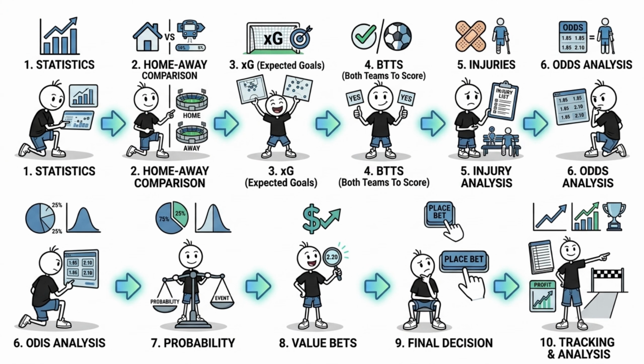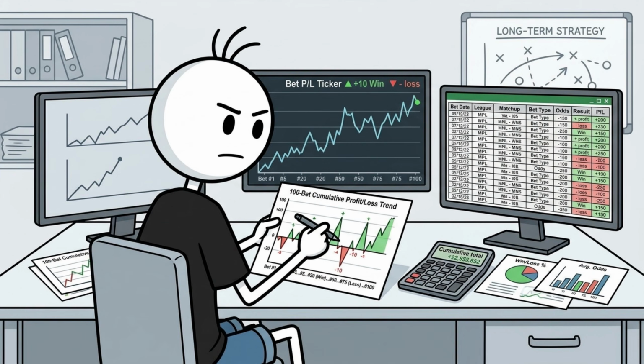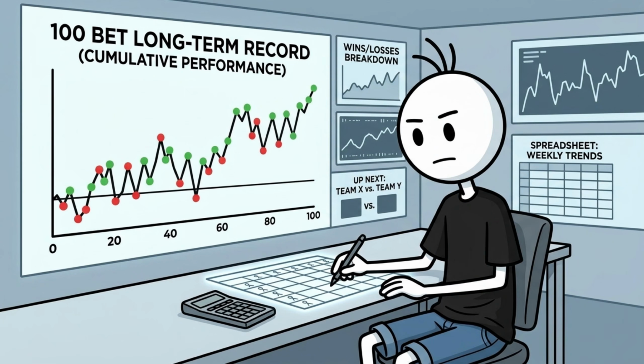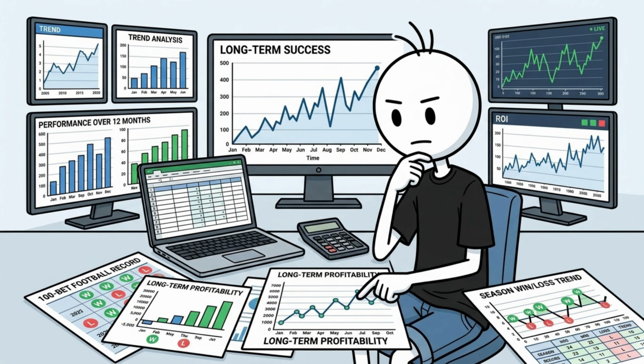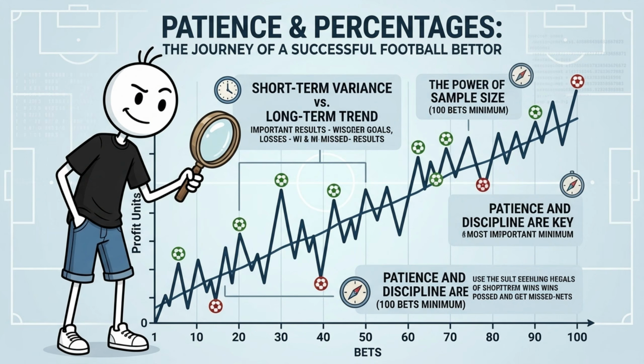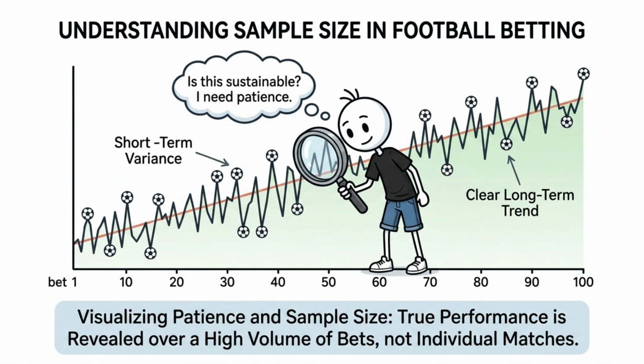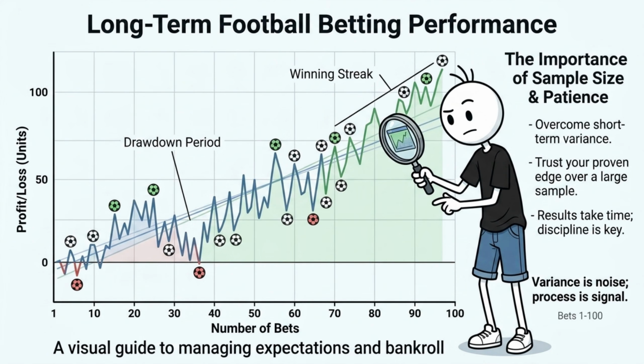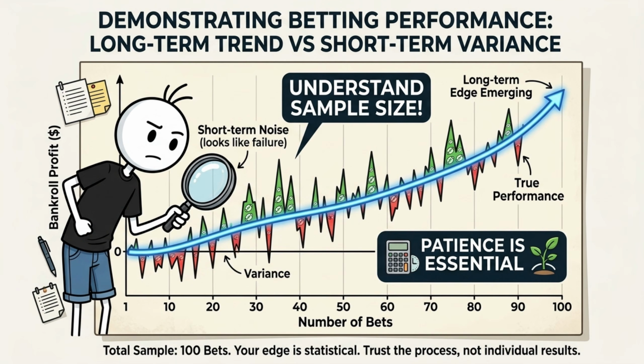And finally, track everything. And here's how you find out whether your strategy actually works. Don't judge it after 5 bets, 10 bets, or even 20. Track at least 100 bets. Record the match, the odds, your estimated probability, your stake, the result, and the closing odds. Then analyze the results. Because a strategy that sounds brilliant isn't necessarily profitable. The numbers have to prove it.